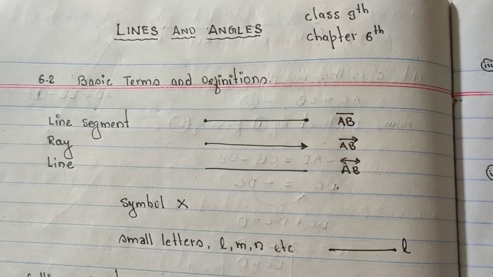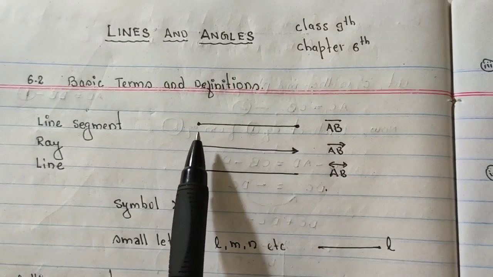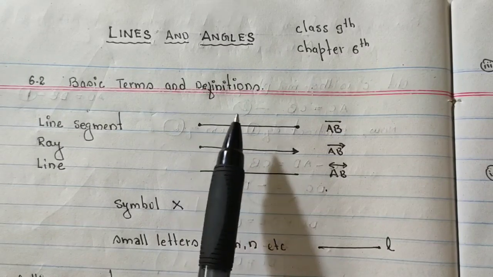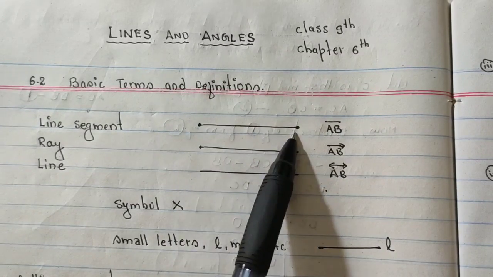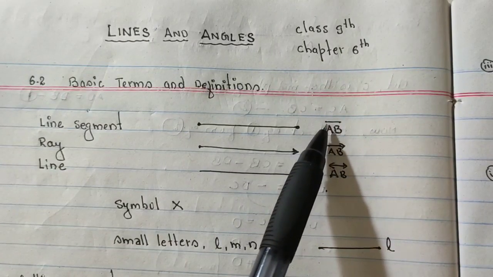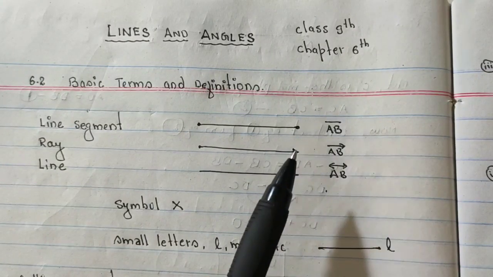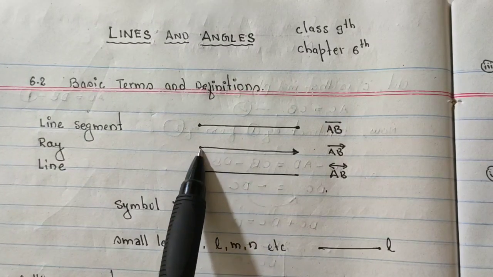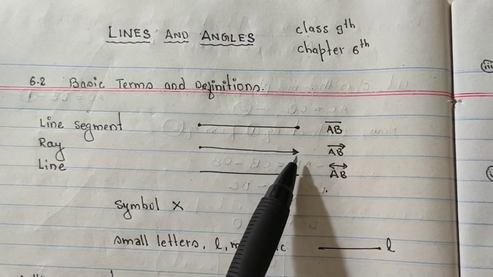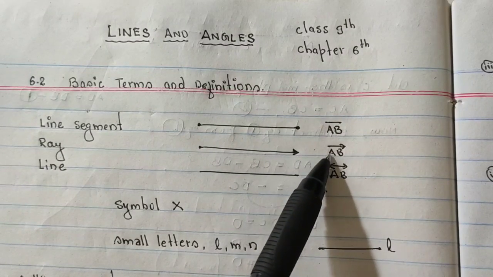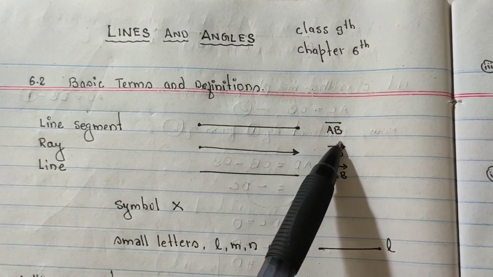So what is a line segment? If a line is denoted by two points, this and this, then it is called line segment AB, and it is represented by AB with a bar. A ray has one point on one side and on the other side just an arrow mark, and is represented by AB with one arrow on it.